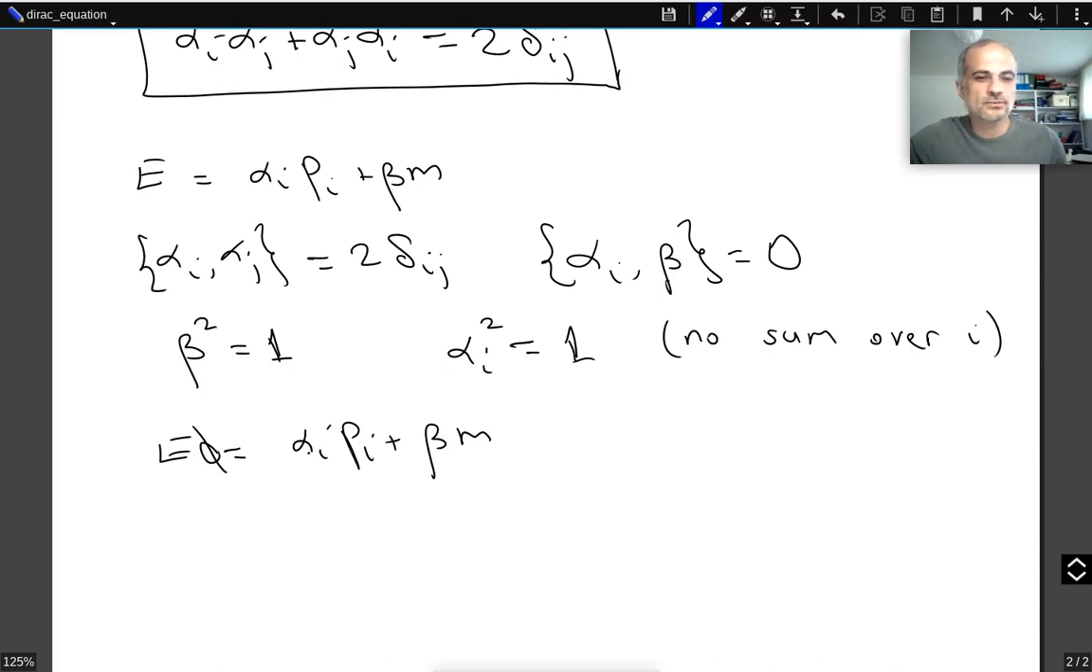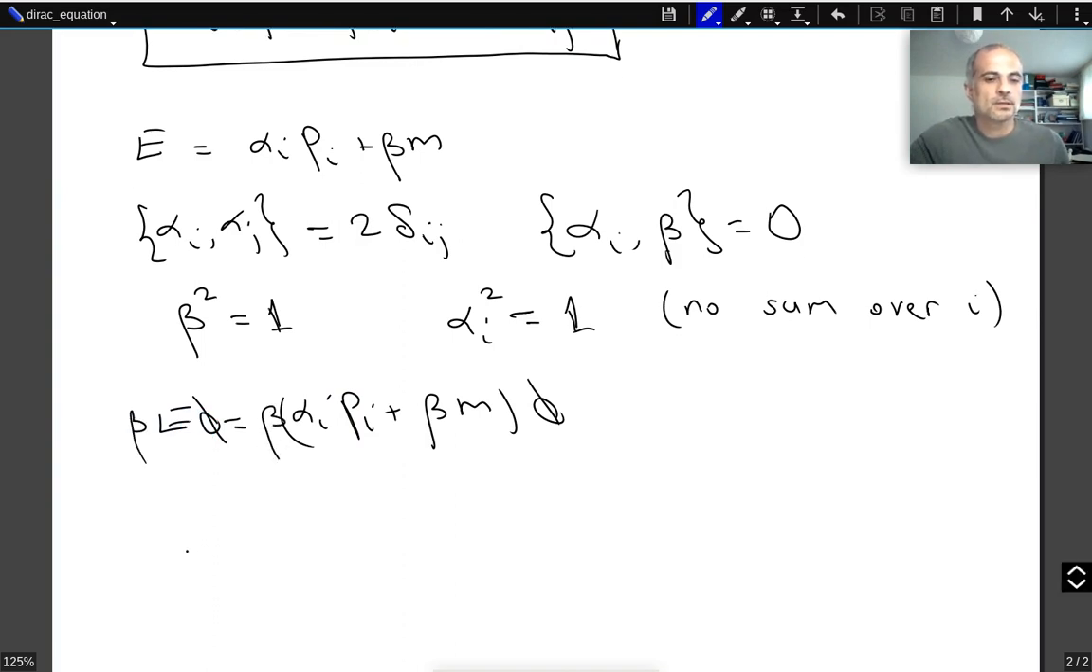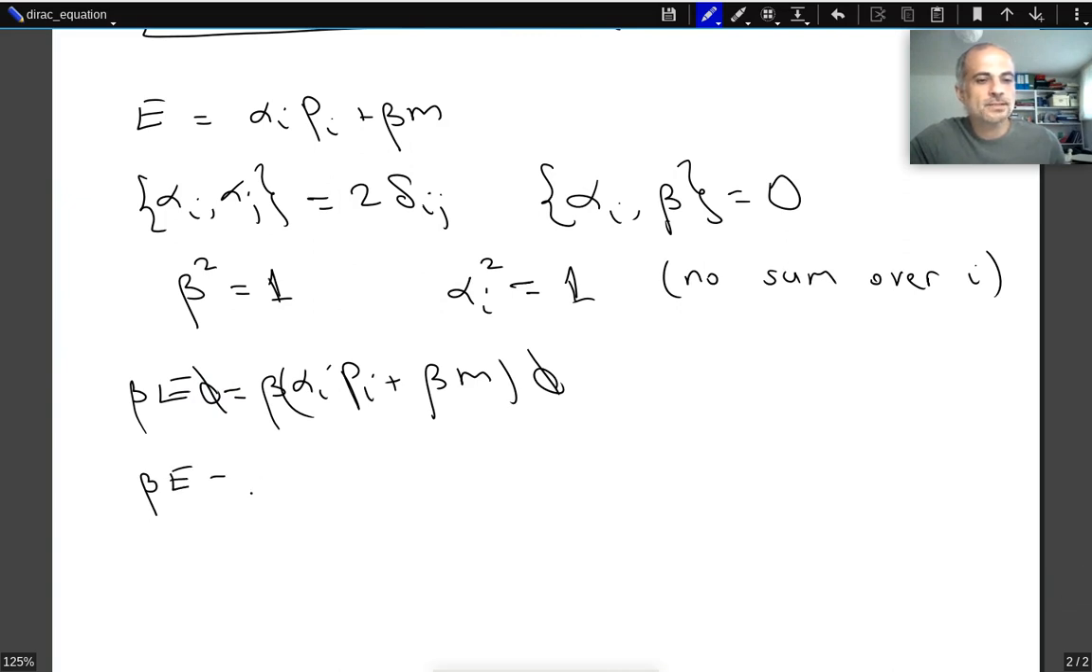The reason why it's not written in this form is, although it is relativistic, as we will study in more detail later on, energy and momentum still don't seem to be on equal footing. The momenta are multiplied by some matrices where the E is not multiplied by any matrix. So what we will do is just multiply this whole equation by β. So (β E − β α_i p_i − m) φ = 0, since β squared is just 1.